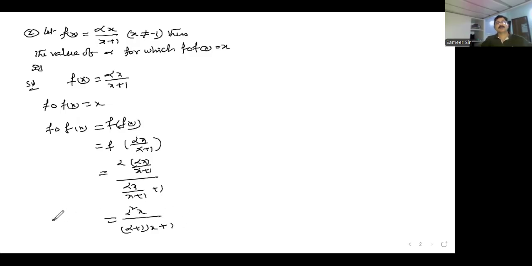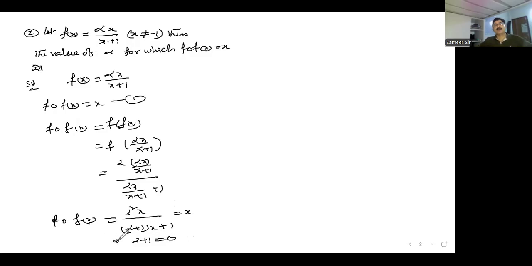See guys, this is f circle f of x. But what has been given? It is equal to x. When you get x, don't write here that it is equal to x and then afterwards simplify. Don't do that. This should be x when this one, that means alpha plus 1, should be 0. Then only it is possible.